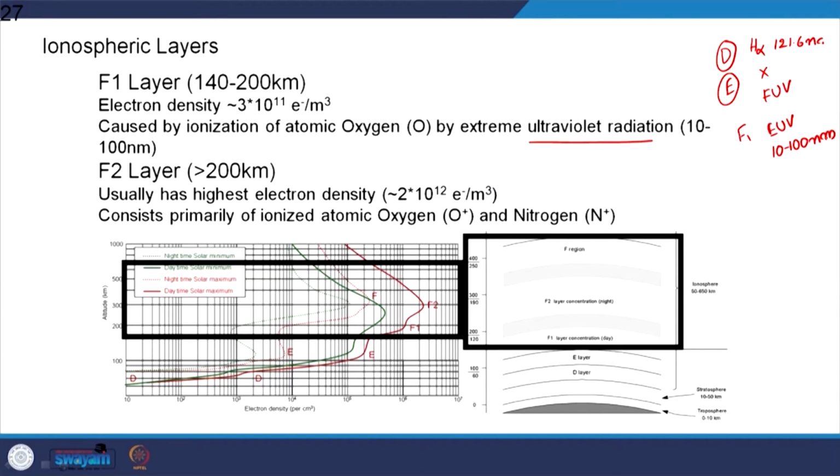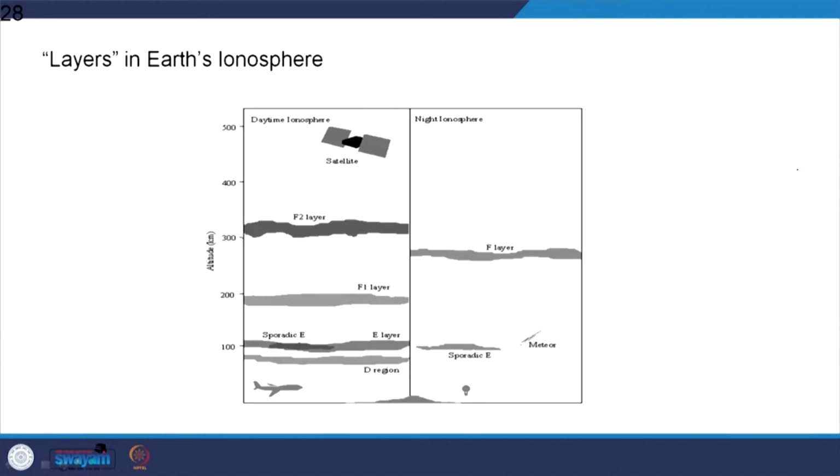The F2 layer has the strongest electron density, the highest electron density. The F2 layer occurs above 200 kilometers, usually has the highest electron density, which is of the order of 10 to the power of 12 per meter cube, and consists mainly of atomic oxygen ions and nitrogen ions. So F2 is 10 to the power of 12 electrons per unit volume.